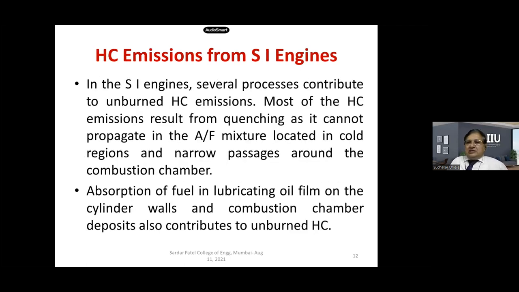In SI engines, several processes contribute to unburnt hydrocarbon emissions. Most of the hydrocarbon emissions result from quenching, as the flame cannot propagate in the air fuel mixture located in cold regions and narrow passages around the combustion chamber. The combustion chamber is the place where combustion takes place in the engine. Absorption of fuel in the lubricating oil film on the cylinder walls and combustion chamber deposits also contribute to unburnt hydrocarbons. Some of the fuel is absorbed in the lubricating oil in the cylinder, and because of that, there is a problem of exhaust emissions.